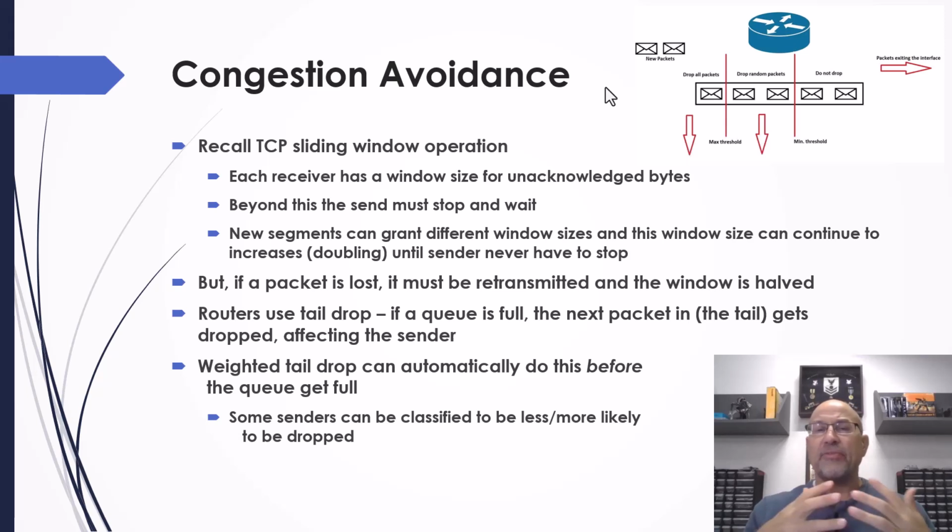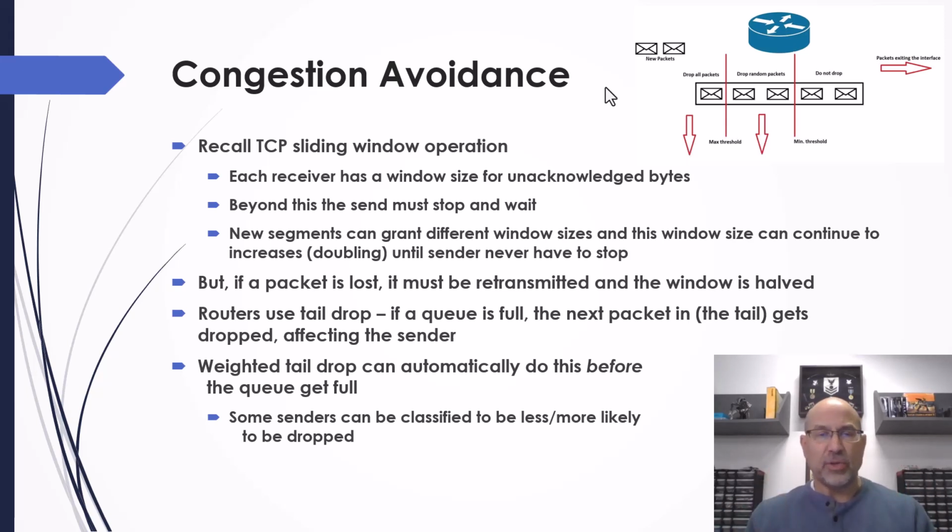So by default, routers do something called tail drop, which means if the queue is full, and my queue is filling up, and then another packet comes in, that 41st, then the router just says, I don't have any more room, you're done. Now that right there might stop that TCP sender or slow it down.